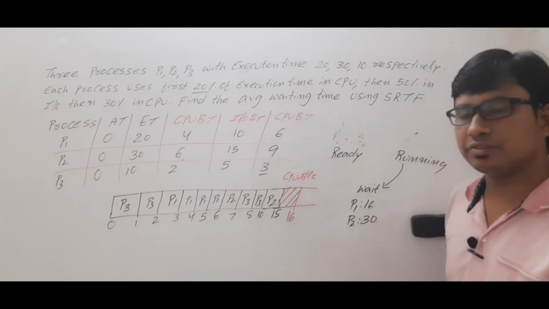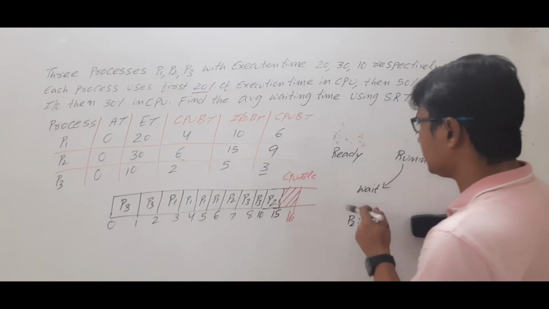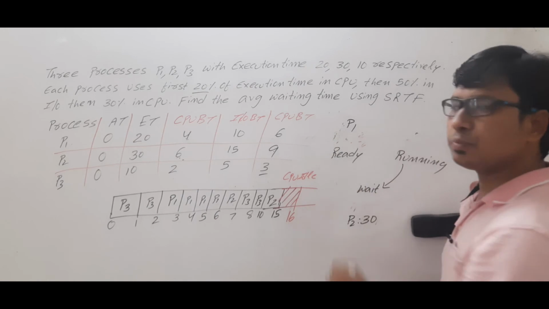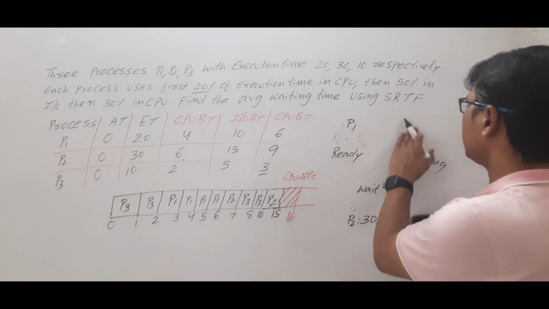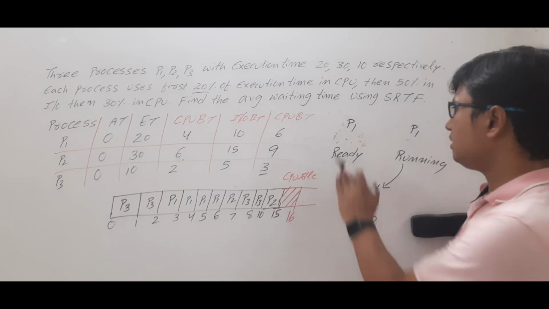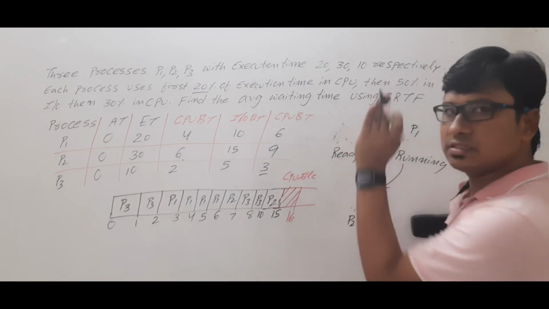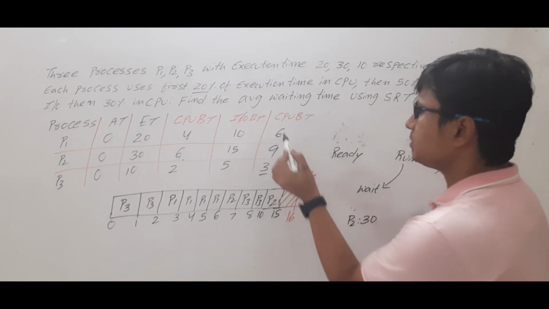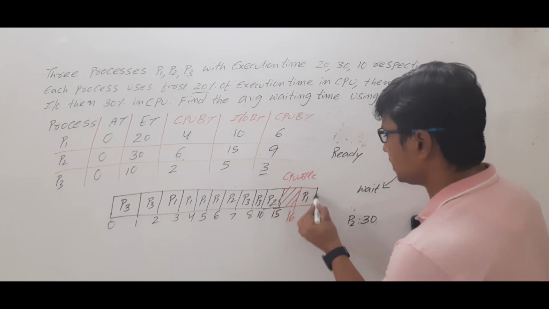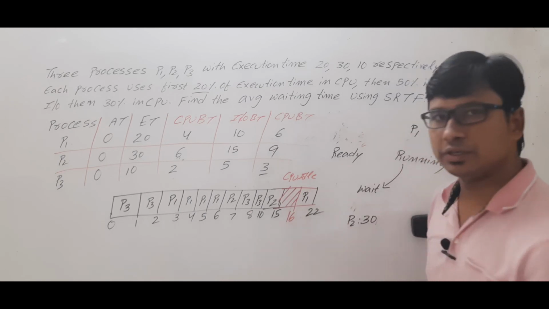At 16 units of time, process P1 will come to the ready state. As only one process is there, without looking at the burst time, we can dispatch process P1 to the running state. Is it clear? Now process P1's remaining burst time is 6 units, so process P1 will run for 6 units of time.